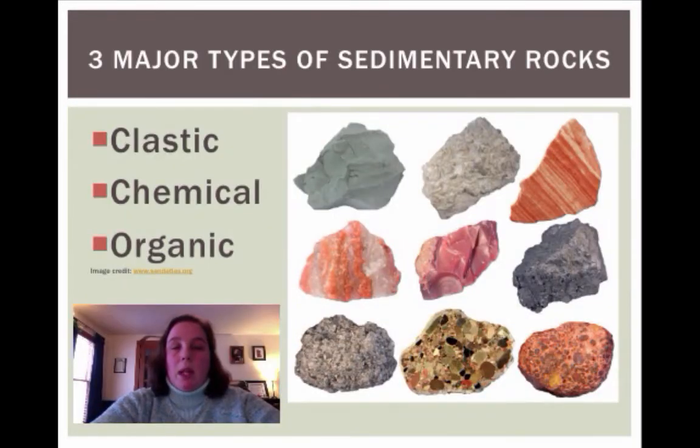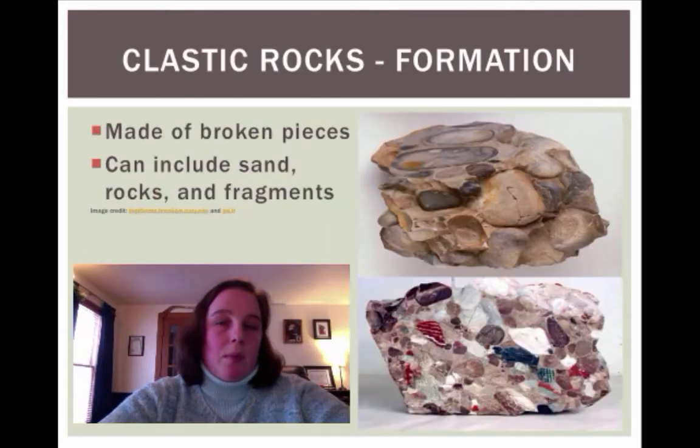Last time, remember, we learned how sedimentary rocks were made. Remember, we eroded, deposited, compacted, and cemented them. There are three major types of sedimentary rocks. There are clastic, chemical, and organic. Now remember, these are the subgroups.